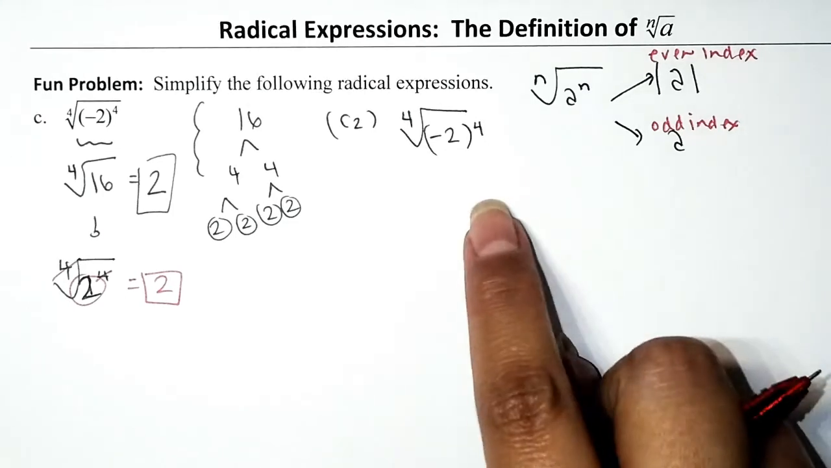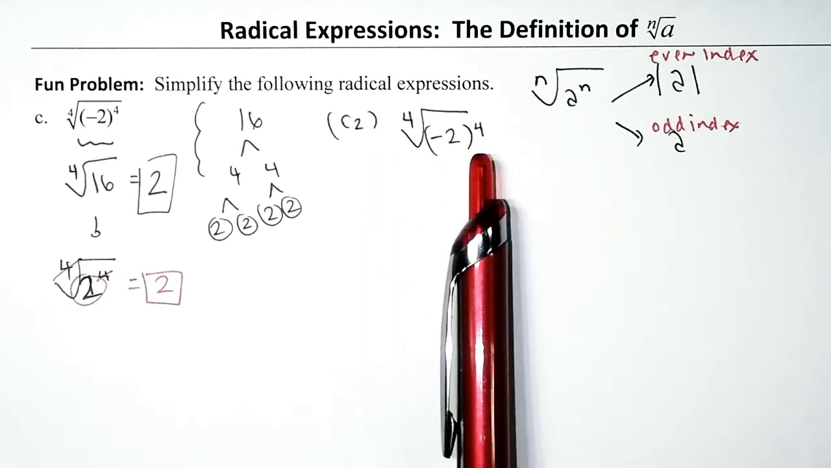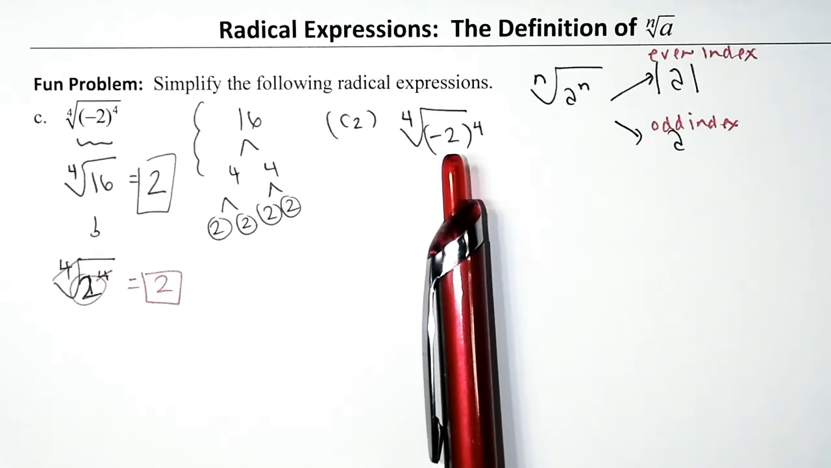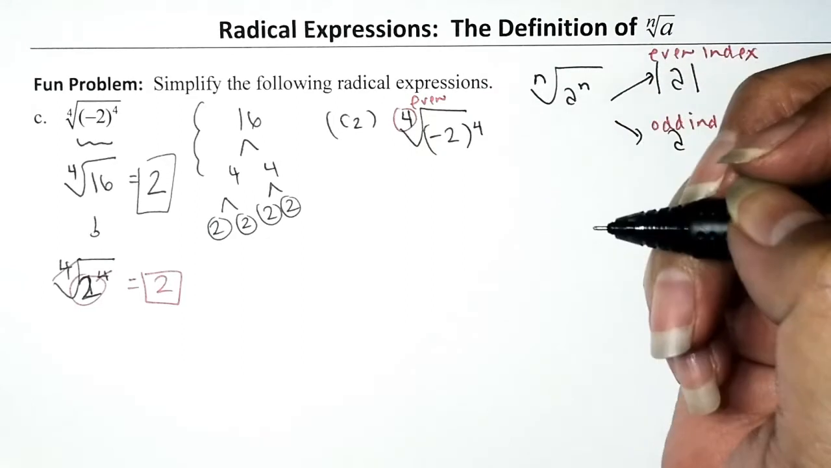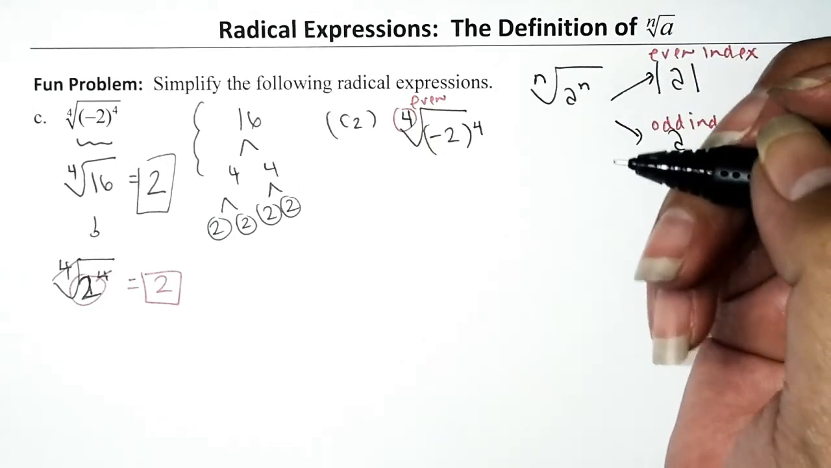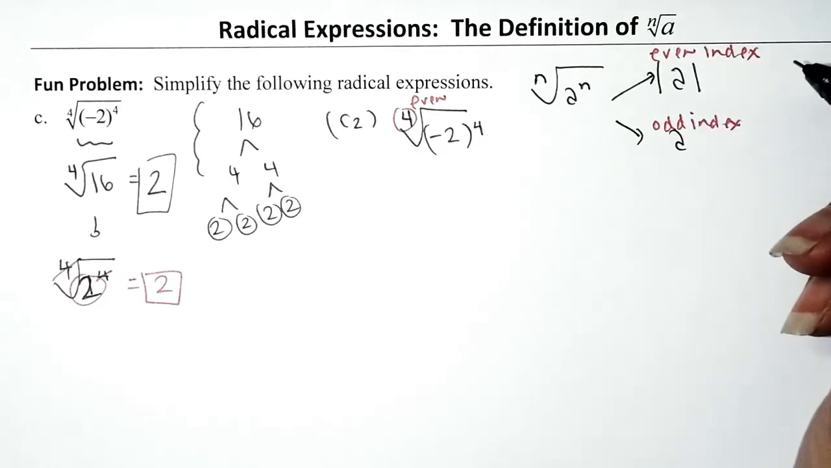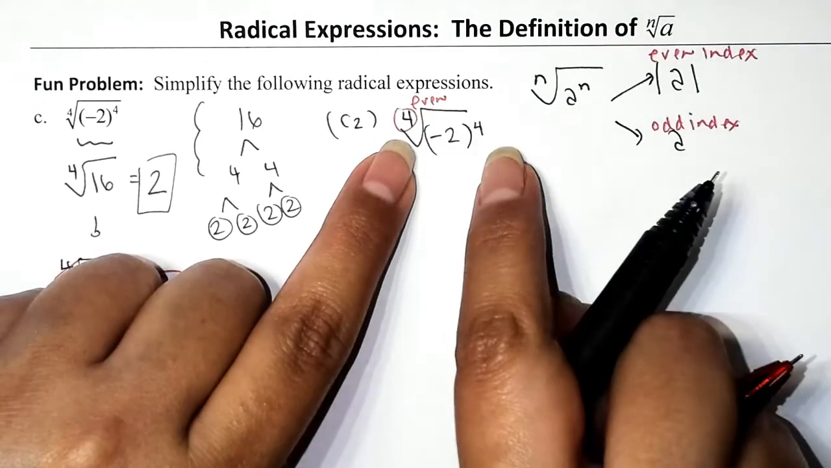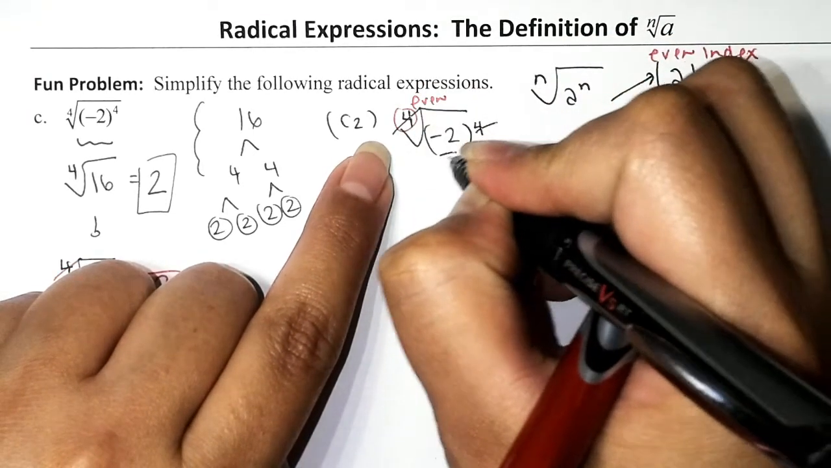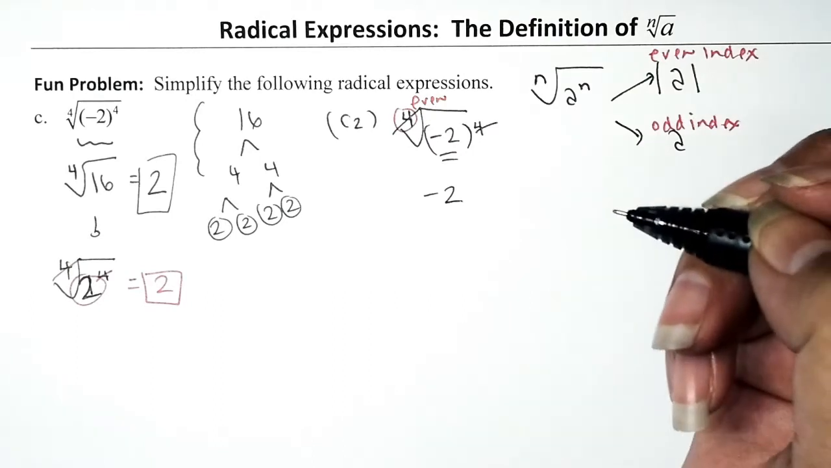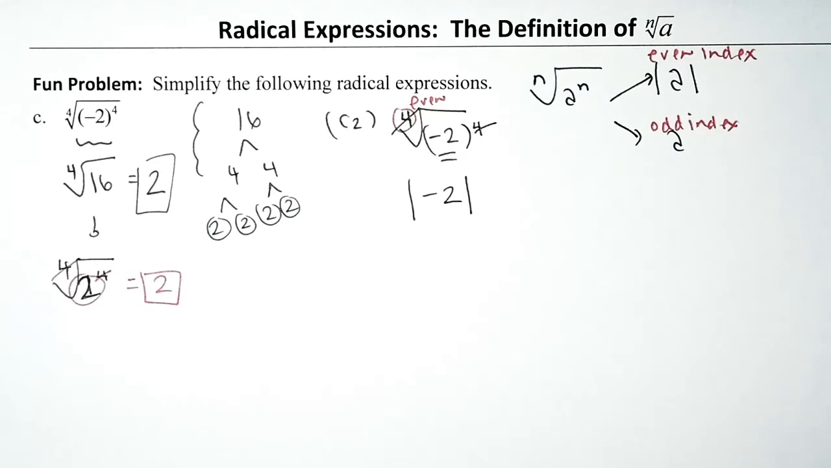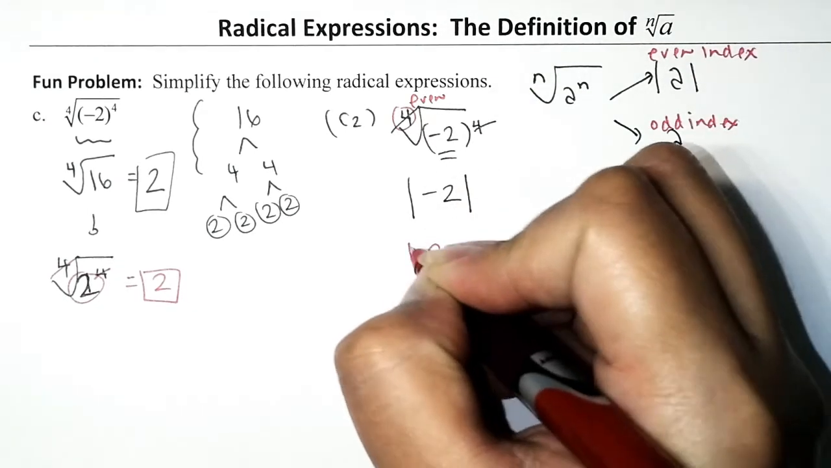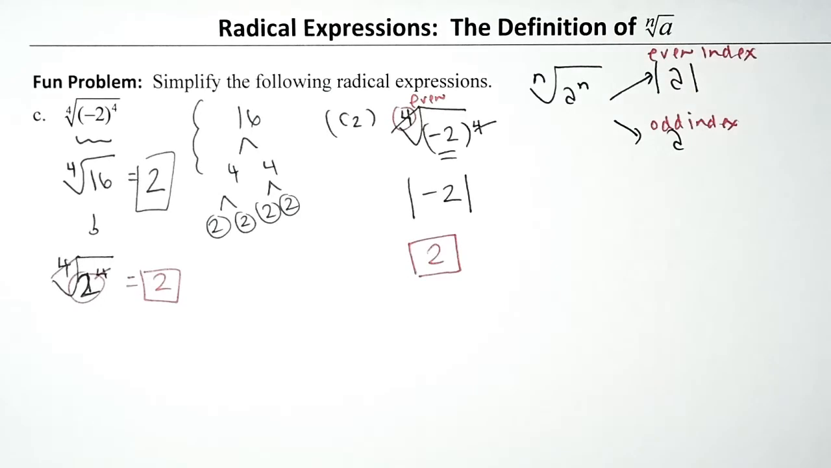So let's do this. The 4th root of -2 raised to the 4th power. The index is even, so let's make sure that we have an absolute value in our answer. Index is 4, power is 4, they undo each other. That will leave us with the radicand of -2. But because we have an even index, we toss that inside the absolute value to ensure that we have a non-negative radicand. The absolute value of -2 is +2. So that's it. We get the same answer no matter what.